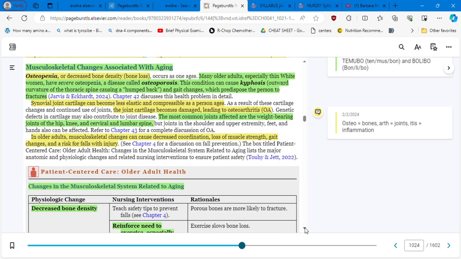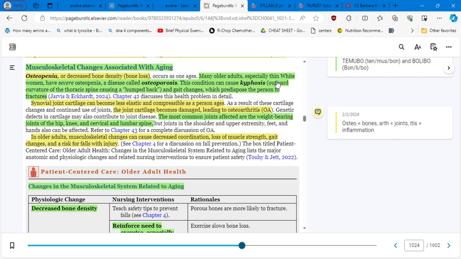Musculoskeletal changes associated with aging: osteopenia, this is a concept you need to remember, or decreased bone density, bone loss. We so far learned osteomalacia, which is the soft bone as a consequence of low vitamin D. Osteomalacia, low vitamin D, causes soft bone tissue. Then we have osteopenia, a decrease in bone density, which is bone loss.